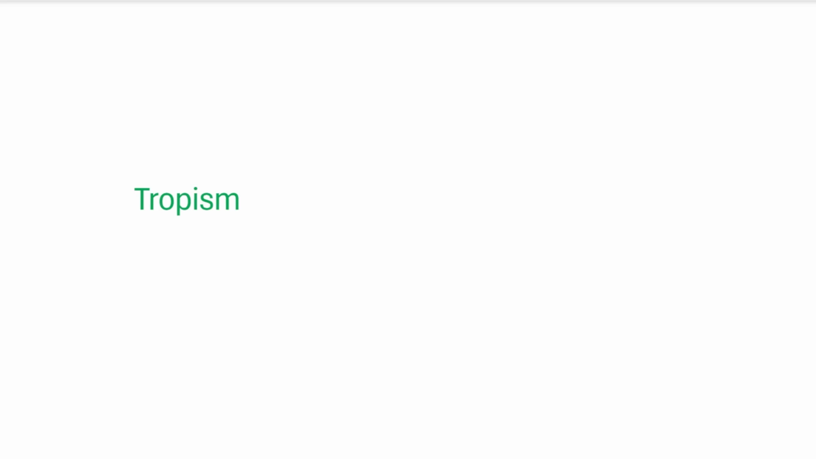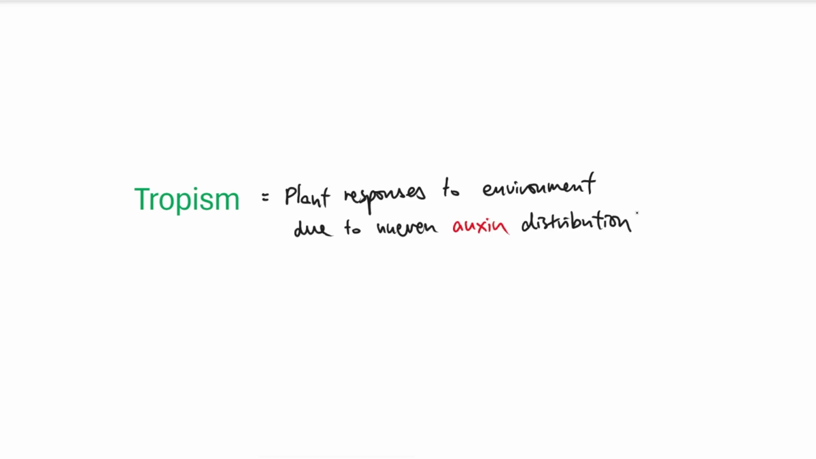So first of all, let's look at tropism. The word tropism refers to how plants respond to the environment, especially in terms of how the environment might change. And this is due to an uneven distribution of auxins. Auxins are a very specific type of plant hormone, and we refer to this a lot in terms of plant responses or tropism, but we can also look at how it can be used commercially.